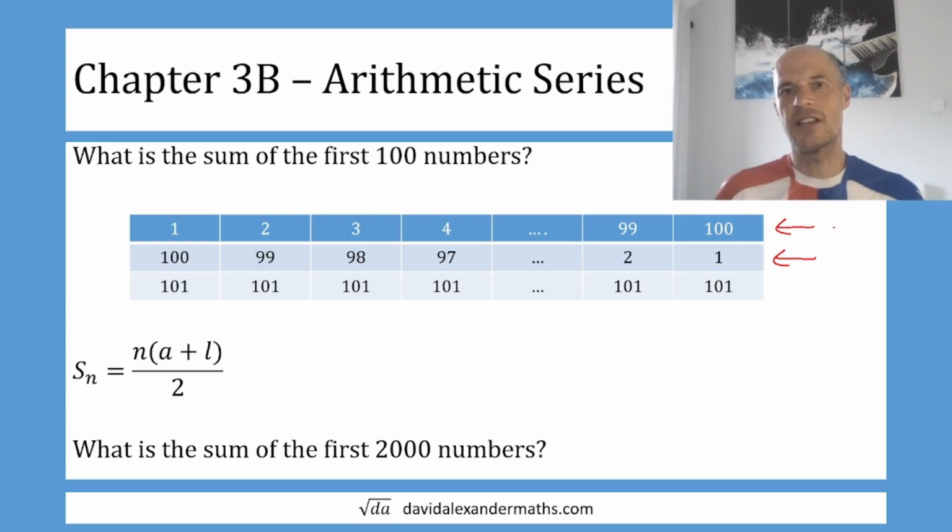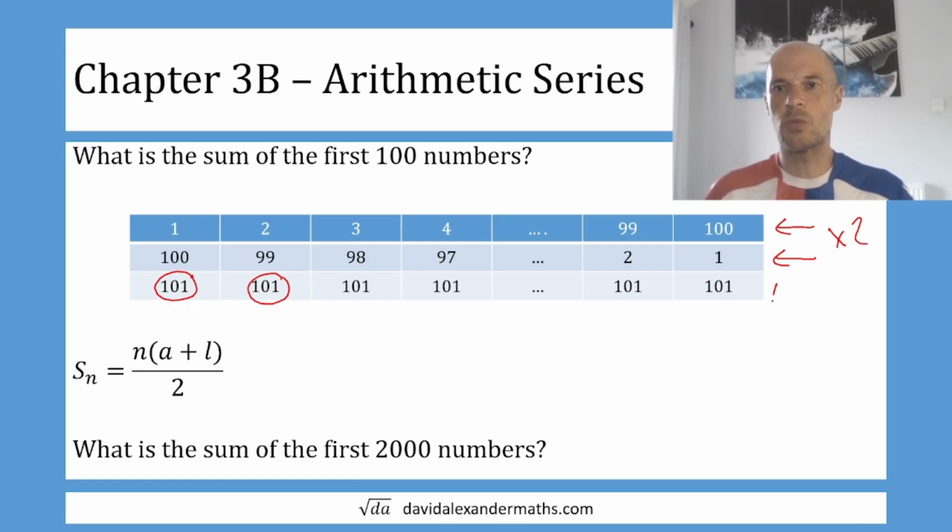So what I've done is I've got two lots of the first 100 numbers in these top two rows. Now, by writing them in ascending and descending order underneath each other, we can see that 1 plus 100 is 101, 2 plus 99 is 101. So all of these totals are 101. So what we have is 100 lots of 101, and this is double the sum of the first 100 numbers. So what we need to do is simply halve that answer.